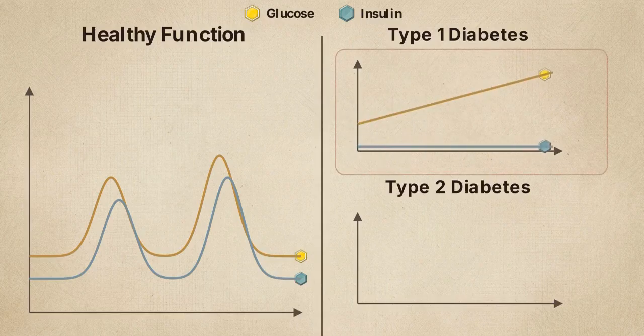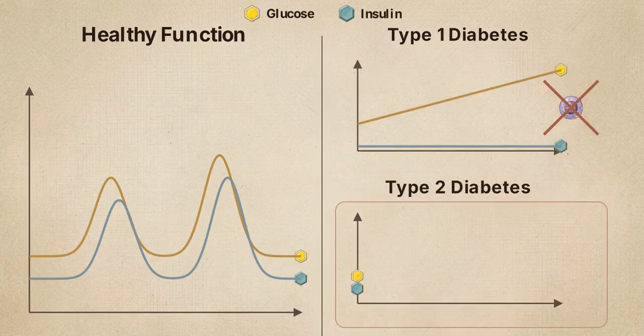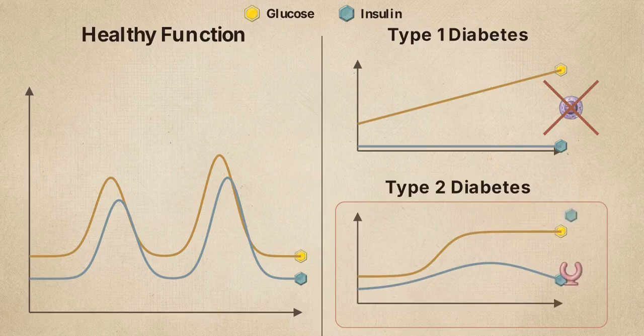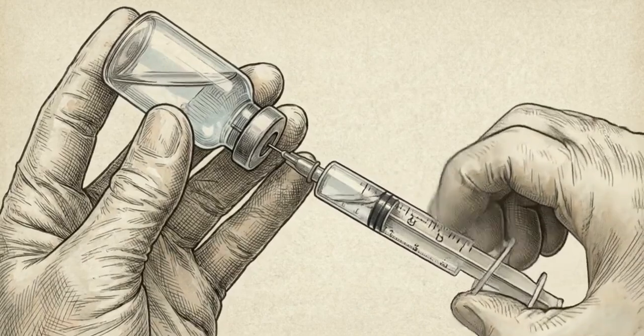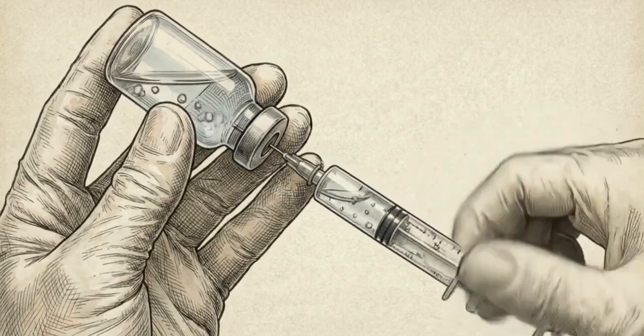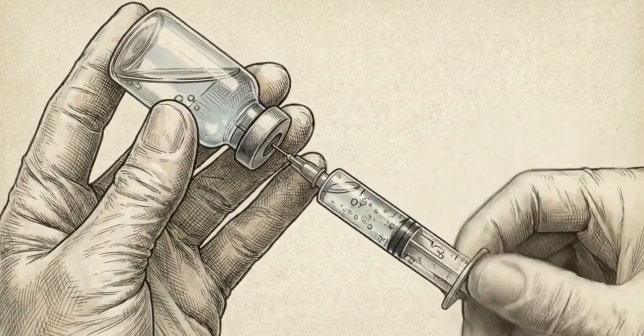In type 1 diabetes, the beta cells are destroyed, resulting in an absolute production failure and a complete absence of endogenous insulin. Directly below that is the blunted, delayed curve characteristic of type 2 diabetes. Here, the body produces insulin, but peripheral tissues resist its action, and the output is ultimately insufficient to overcome that resistance.